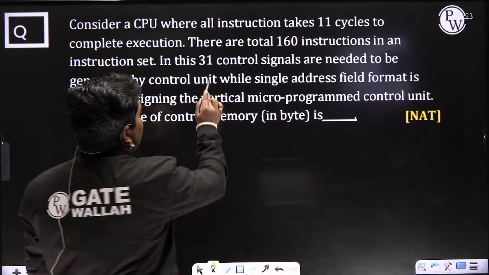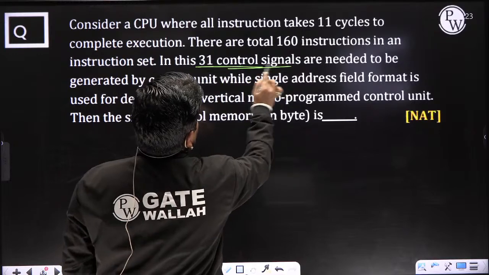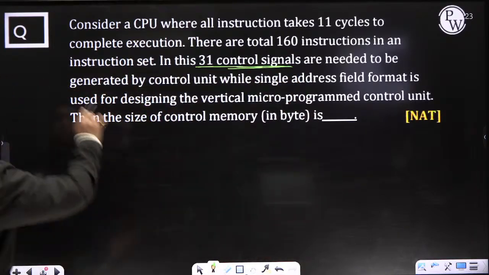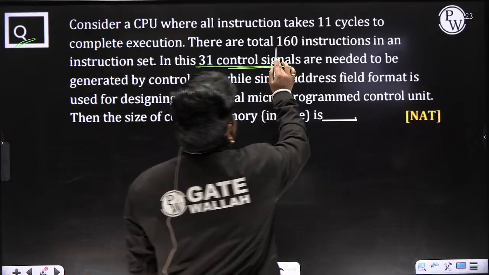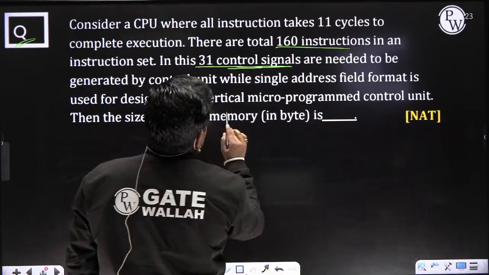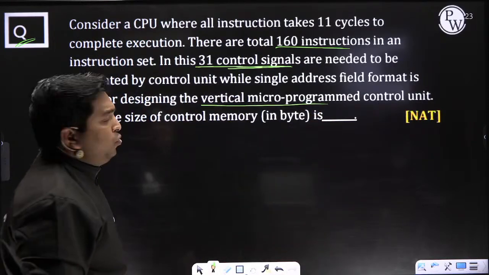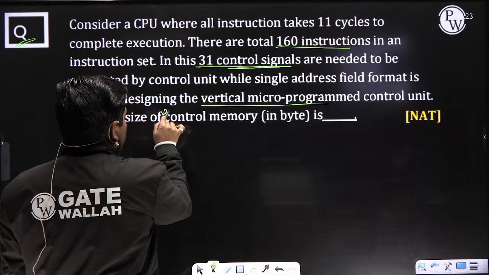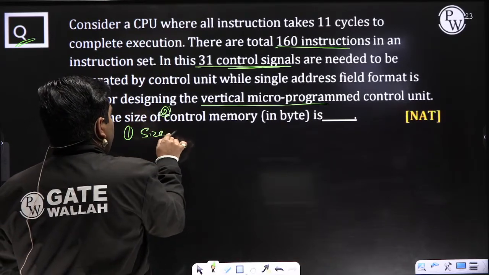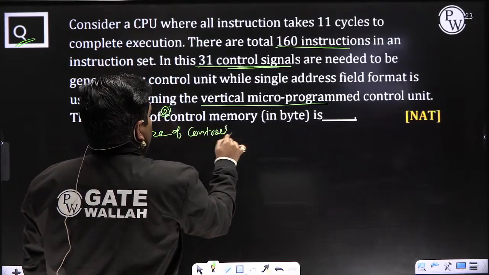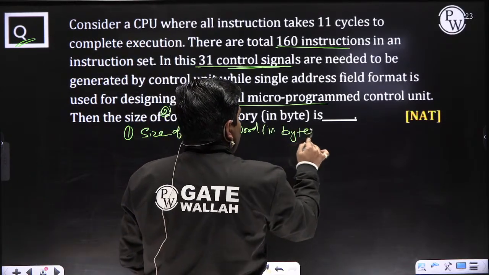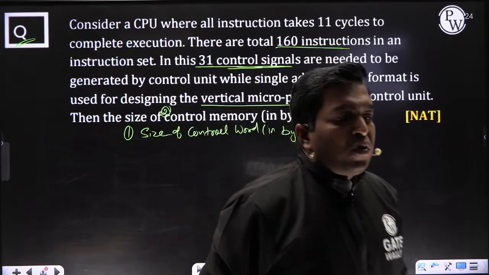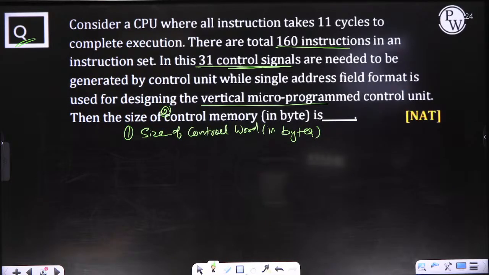Now, this is the next question. It has 31 control signals, and all instructions take 11 cycles. Total 160 instructions are there, and it is using vertical microprogramming. This is the second question. The first question: size of control word in byte. Tell me fast. Size of control word. Then we will discuss the size of control memory, my dear.